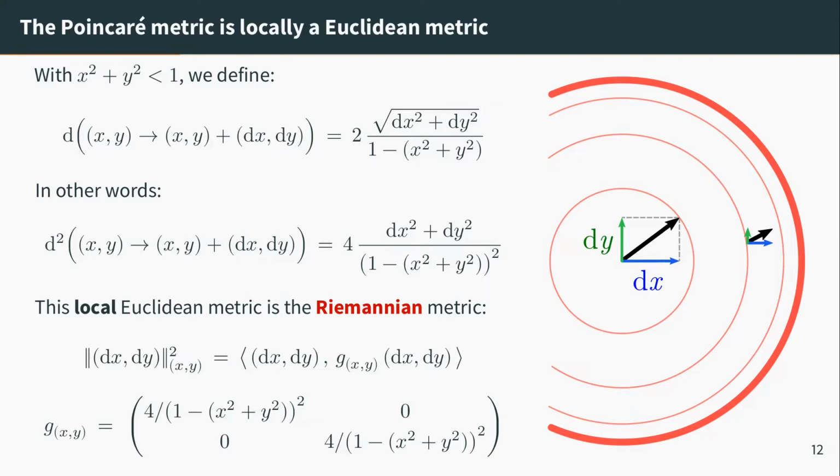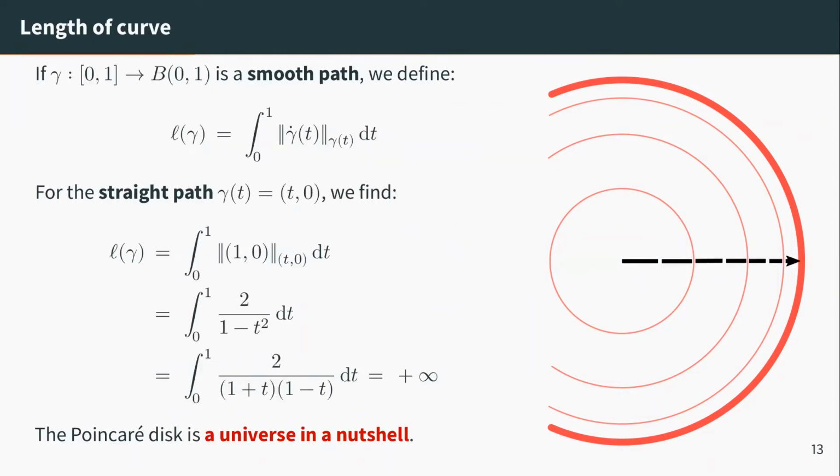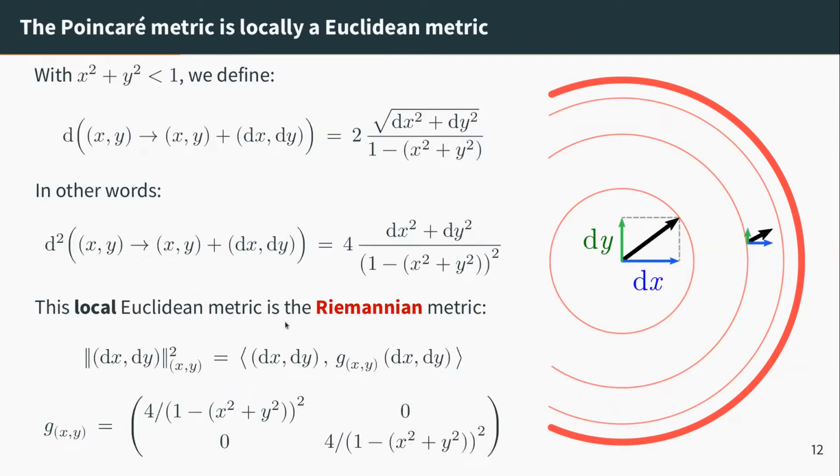So that's for the first formula. And now that we have this formula, maybe I should encourage you to write it down, because I cannot keep it in every slide. The distance between (x, y) and (x plus dx, y plus dy), locally, is 2 times the Euclidean length of (dx, dy) divided by the temperature, 1 minus x squared plus y squared.